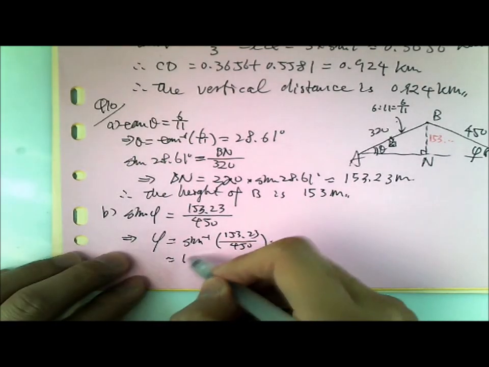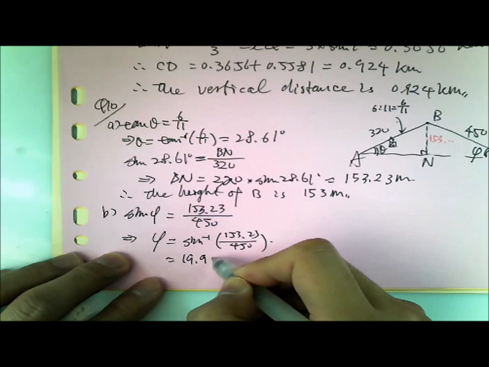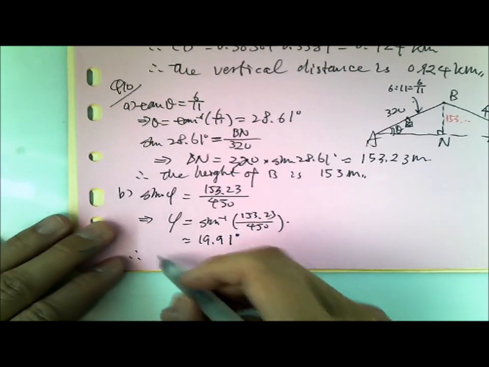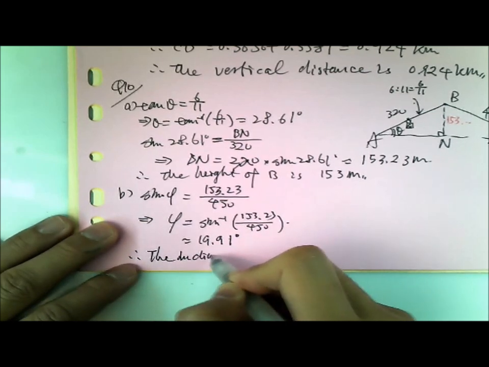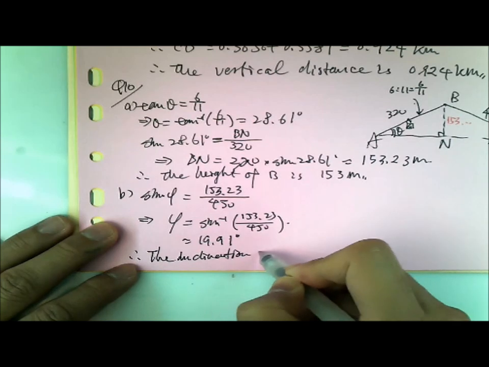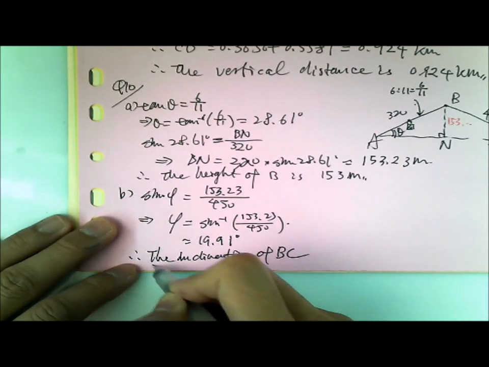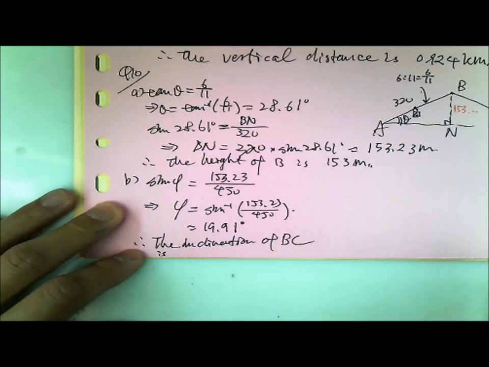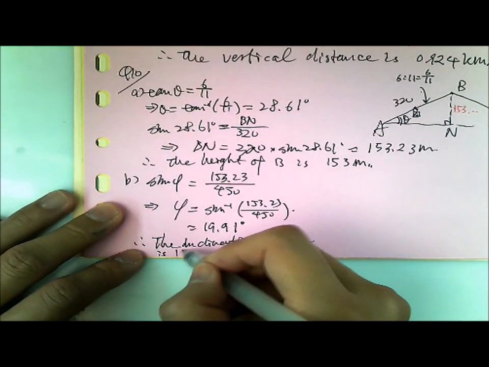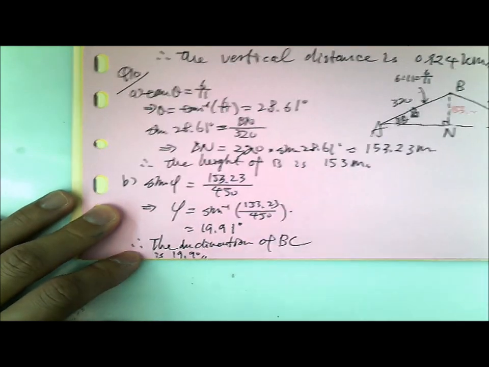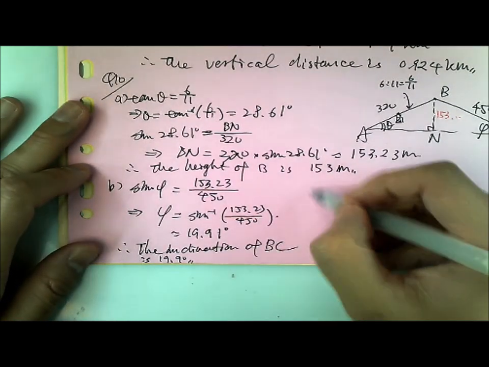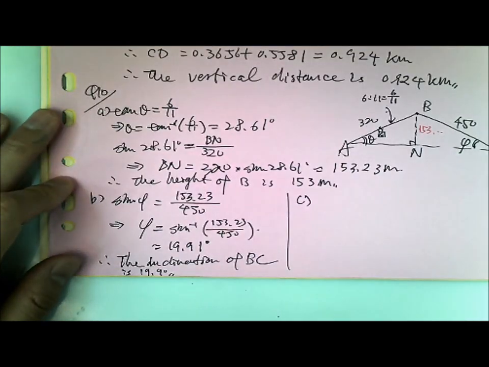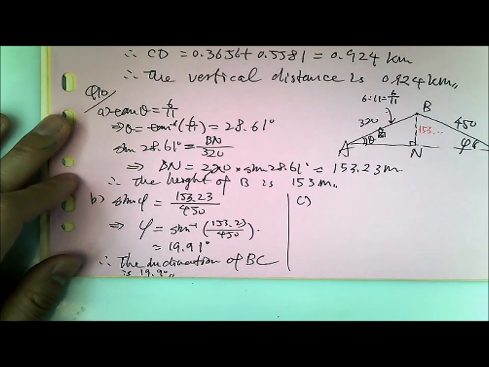So the angle would be 19.91. Okay, so you just answer the questions. So the inclination of BC is 19.9 degrees. Understand? So this is port B, and port C. You have to find out the horizontal distance between A and C.